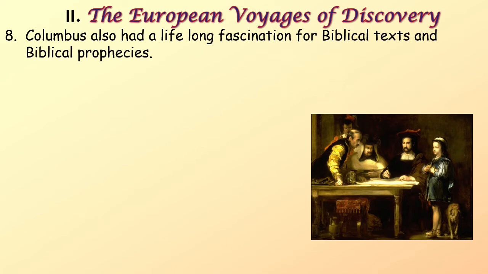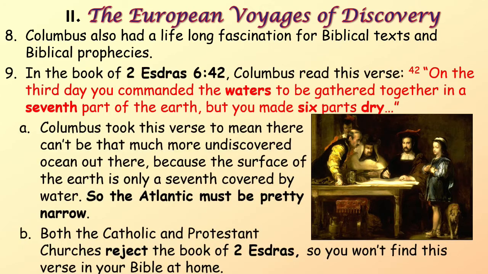Well, Columbus also had a lifelong fascination for biblical texts and biblical prophecies. And in the book of 2nd Esdras 6:42, Columbus read this verse, "On the third day you commanded the waters to be gathered together in a seventh part of the earth, but you made the 6 parts dry." Now, Columbus took this verse to mean that there can't be that much more undiscovered ocean out there because the surface of the earth is only 1/7 covered by water, so the Atlantic must be pretty narrow.